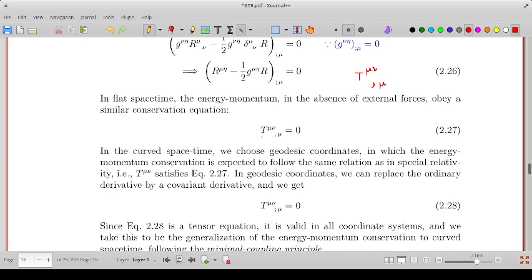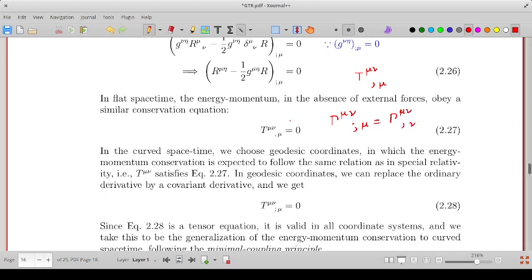And the energy momentum tensor over here is the one that is defined for the curved spacetime, but now written in geodesic coordinates. Now in geodesic coordinates, we know that the Christoffel symbols Γ^μ_αβ are all 0, and therefore the covariant derivative reduces to the ordinary derivative. So in geodesic coordinates, T^μν_;μ is equal to T^μν_,μ.